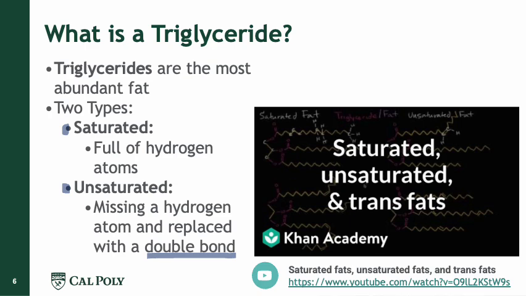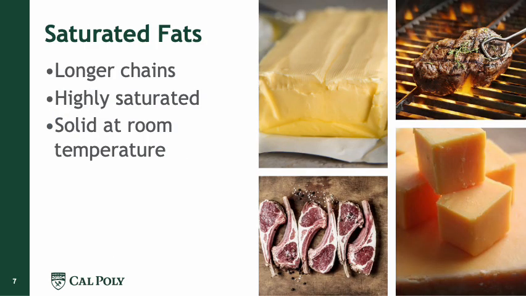configuration. Saturated fats are longer chain. They are highly saturated, and normally they are solid at room temperature. We have some examples here, like butter, cheese, and some meat products. Many saturated fats are specific to animal fats, but not exclusive. But if we see something that is solid at room temperature, it certainly contains saturated fat.